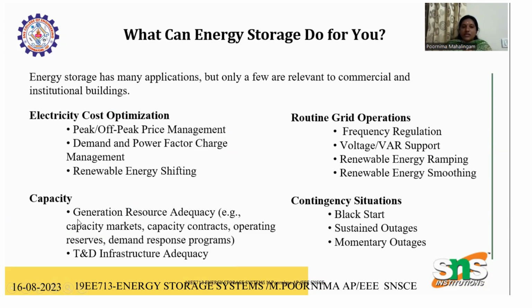And capacity: generation reserves, for example capacity markets and capacity contracts, operating reserves, and demand response programs. These are considered capacity, along with transmission and distribution infrastructure. And routine grid operation includes frequency regulation, voltage VAR support, renewable energy ramping and smoothing, and contingency situations such as black start, sustained outages, and momentary outages. We have to concentrate on these also.